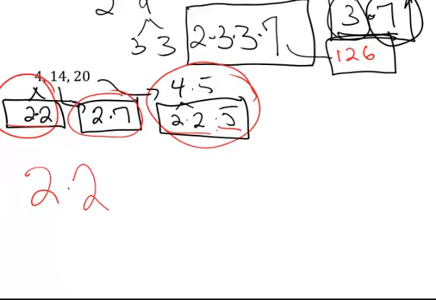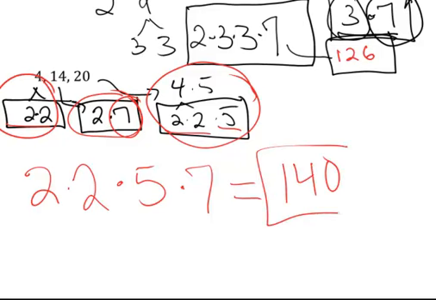I also have the number 5, which I'm going to need. And I also have the number 7, which I'm also going to need. And I'm going to start multiplying. So I'm going to take my calculator, and I'm going to take 2 times 2 times 5 times 7, and I'm coming up with 140. And that's my least common multiple.